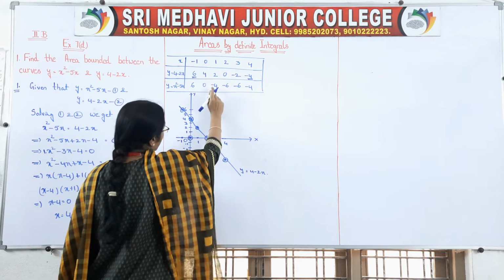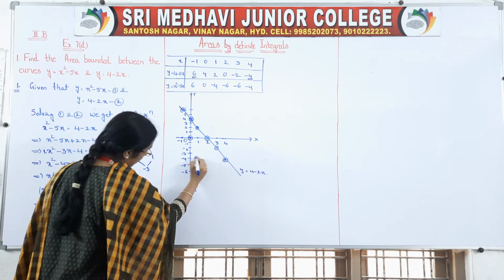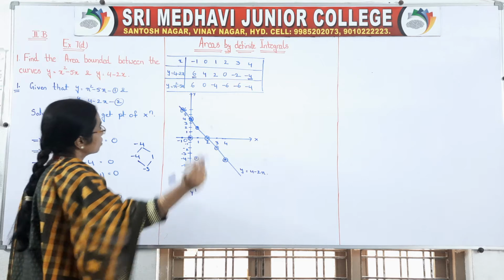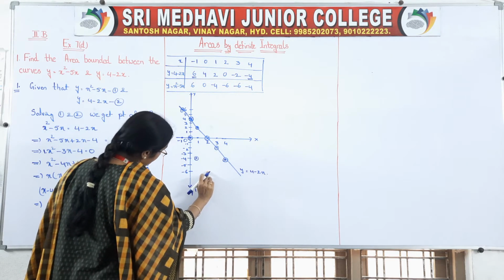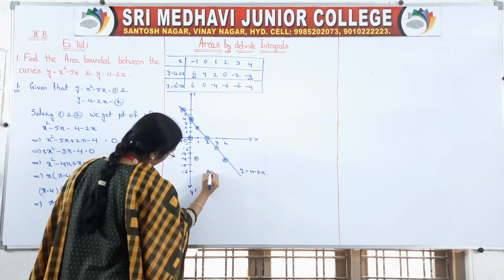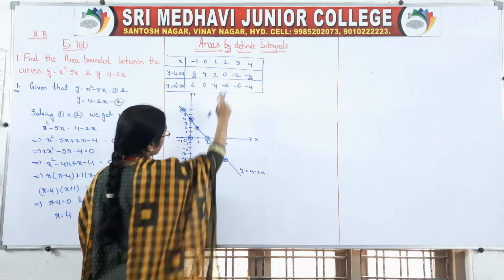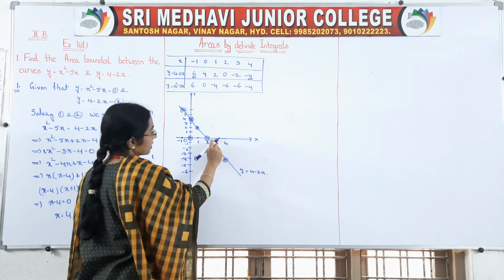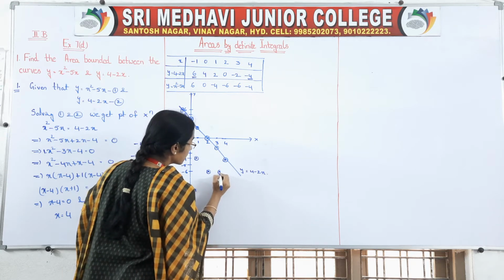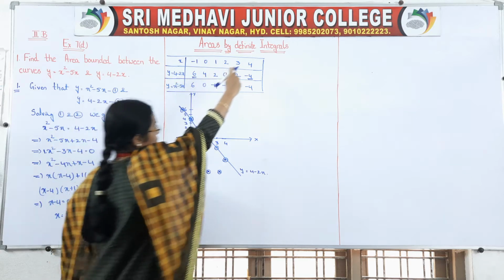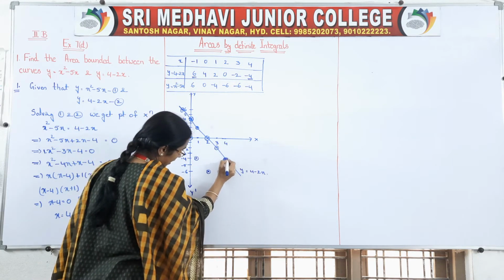Next, x is 1, y is minus 4, this point. Next, x is 2, y is minus 6, this is 2 and your point is here, this is minus 6, right. Next, x is 3, y is minus 6, this is 3 and this is minus 6. Okay, so this point. Next, x is 4, y is minus 4, so this point again.